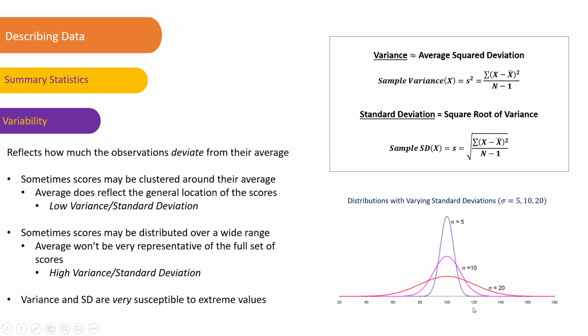Another way to think about this is that if we are trying to estimate values, and we have a large standard deviation, that means we're less certain about our estimate because the actual individual values are spread out quite far. They deviate a lot from that average. So the standard deviation is a measure of uncertainty. The higher the standard deviation, the less certain you are.